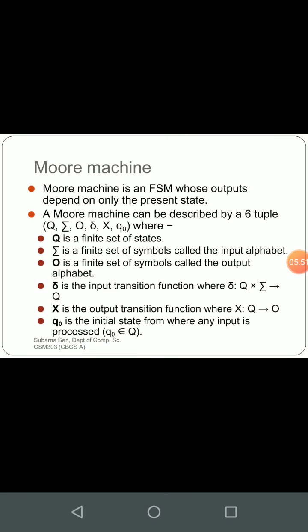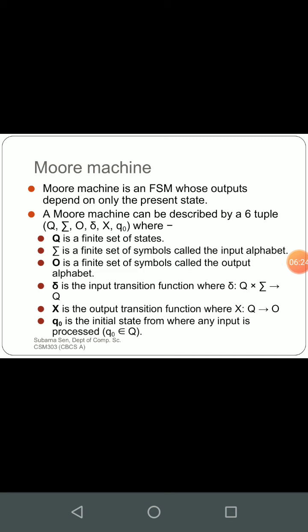Okay, next we will see what Moore machine is. The same thing, 6 tuple machine, everything is similar to Mealy machine. Only if you see the output transition function, it is not depending on the input value, it is simply depending on to which state we are moving to. Whatever the input value is, if we have moved to one state, we will not keep in mind what the input value was. We will just see to which state it has moved and we will generate the output there.